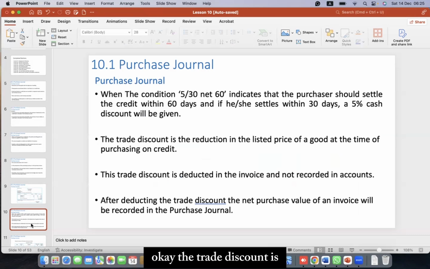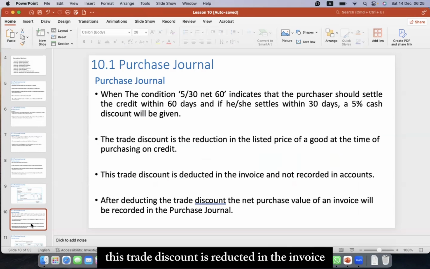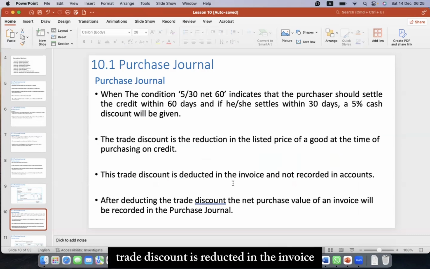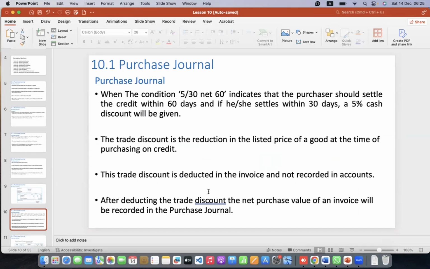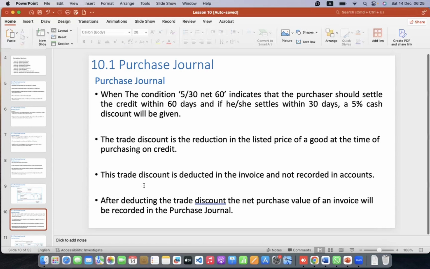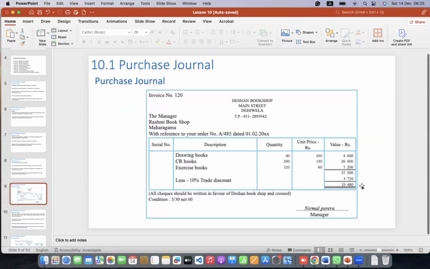The trade discount is the reduction in the listed price of the goods at the time of purchase on credit. This trade discount is deducted in the invoice and not recorded in the accounts. This is important. After deducting the trade discount, the net purchases value of an invoice will be recorded in the purchase journal. This value, 33,480, is what we record in the purchase journal.